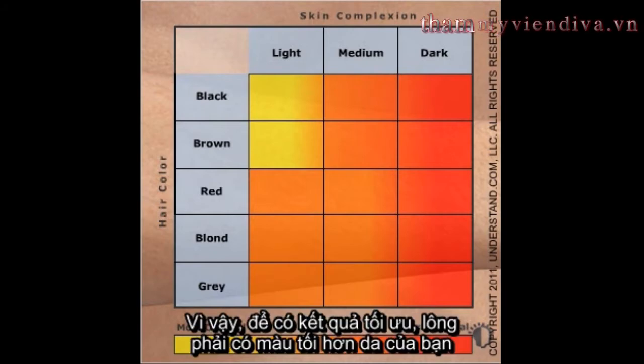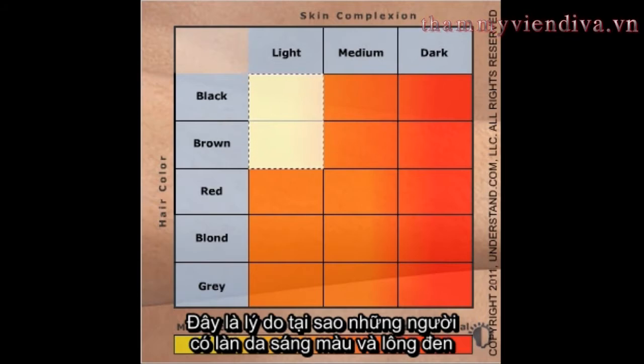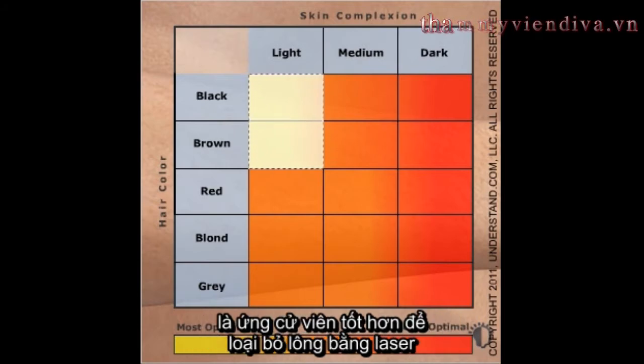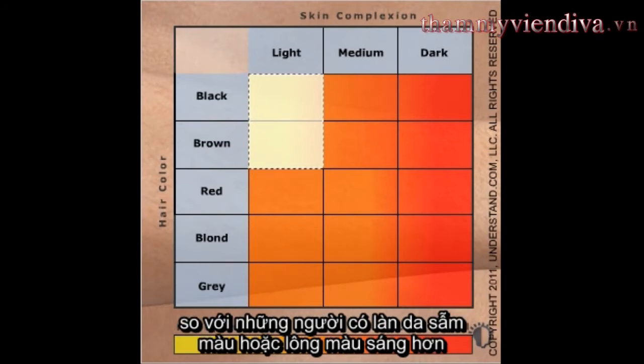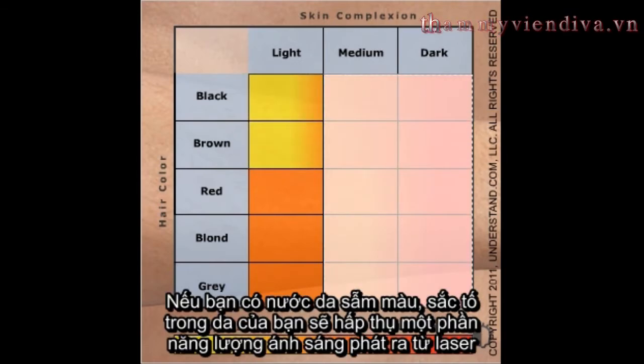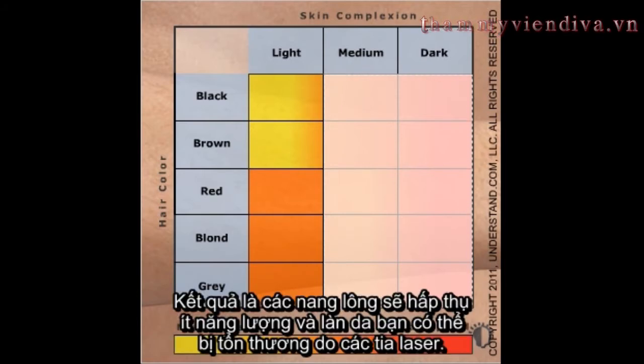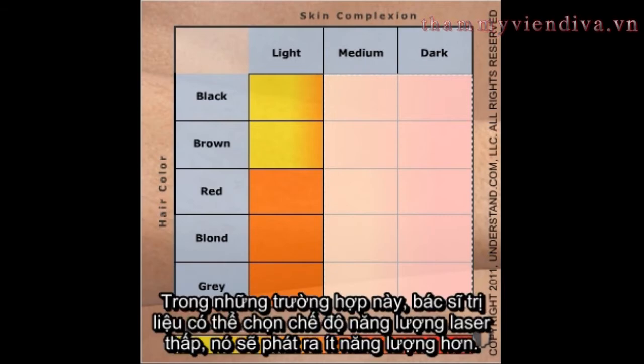For optimal results, your hair must be darker than your skin. This is why individuals with fair complexions and dark hair are better candidates for laser hair removal than individuals with darker complexions or lighter colored hair. If you have a darker complexion, the pigment in your skin will absorb some of the light energy emitted from the laser. As a result, the hair follicles may absorb less energy and your skin may be damaged by the laser. In these instances, your physician may choose to use a lower laser setting, which emits less energy.